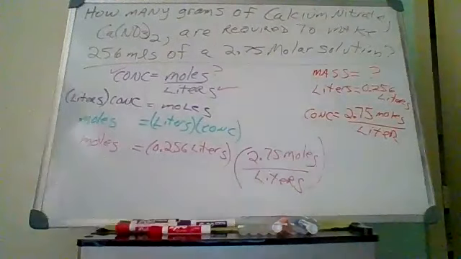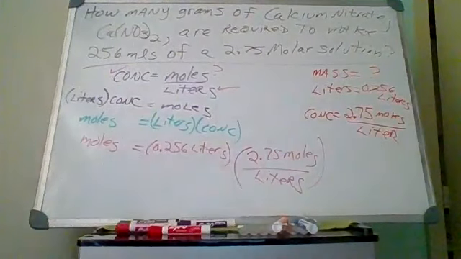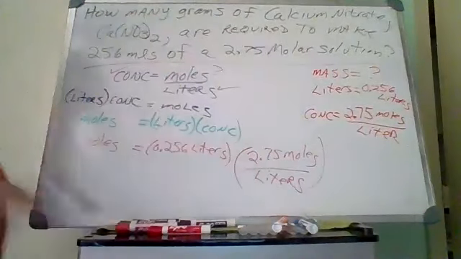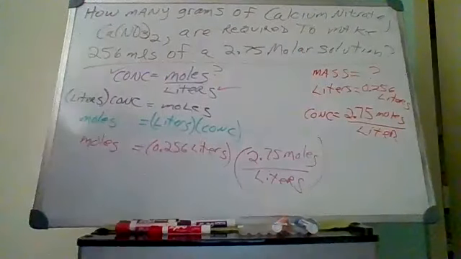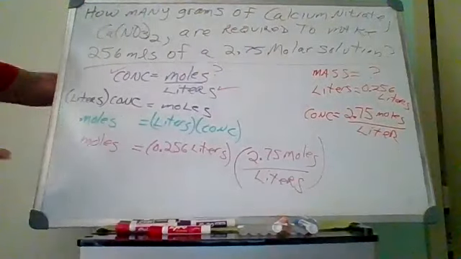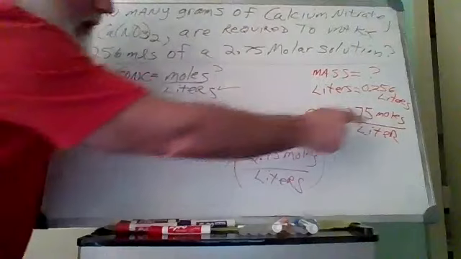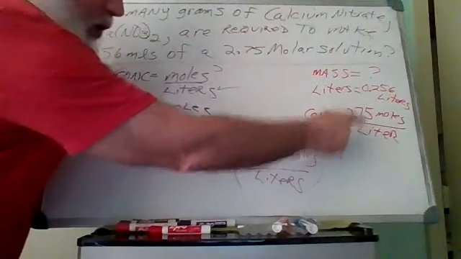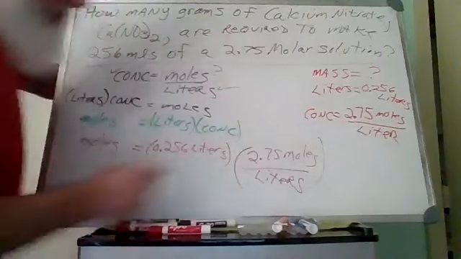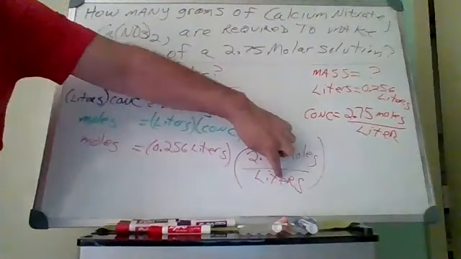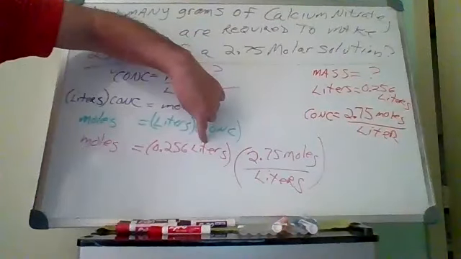And we ask ourselves, can I cancel anything? Well, I see liters here and liters here, so I can cancel those. But before I cancel them, I want to point out something to you. This is why when we wrote the concentration here, we did not write 2.75 molar. We changed it to moles per liter. If I had written 2.75 molar here, then these liters would not cancel with these liters.